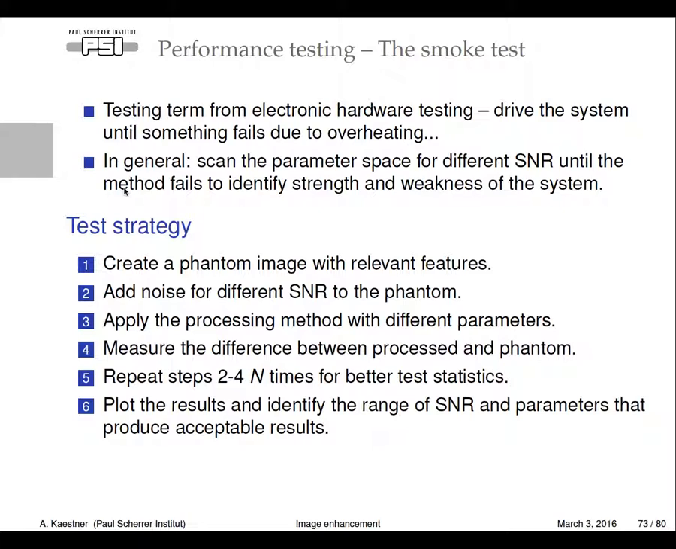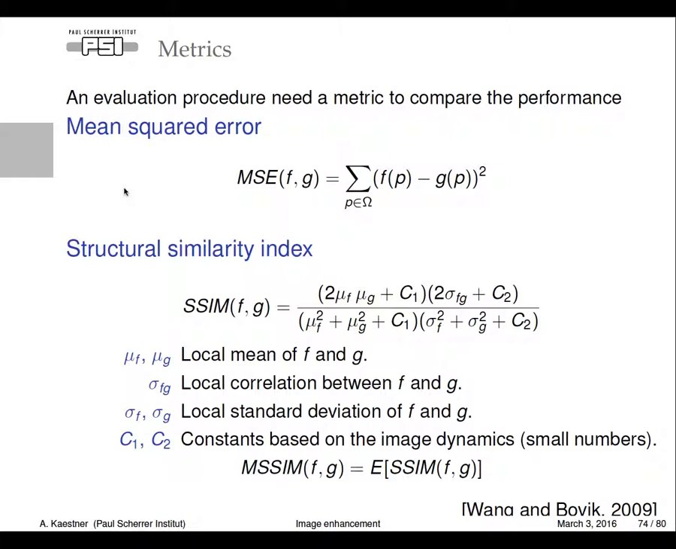And preferably, since we're talking about noise, it's good to repeat it several times and get more statistics about the performance. And finally, plot the result with different signal to noise ratio and error, using different metrics. Here, one classic one is the mean squared error. We just take the mean squared sum of the difference.